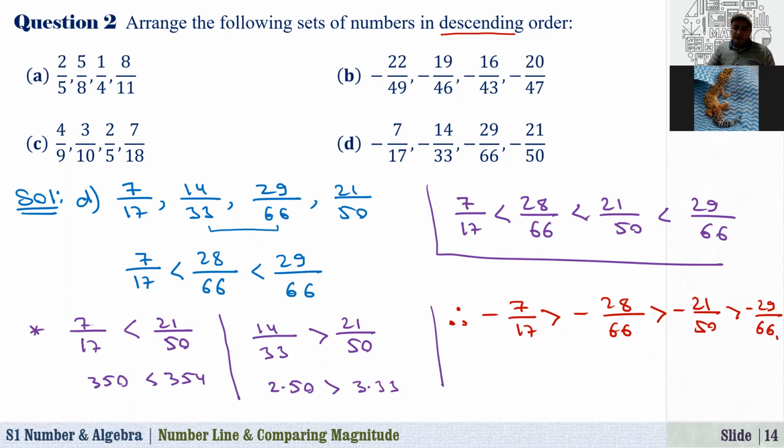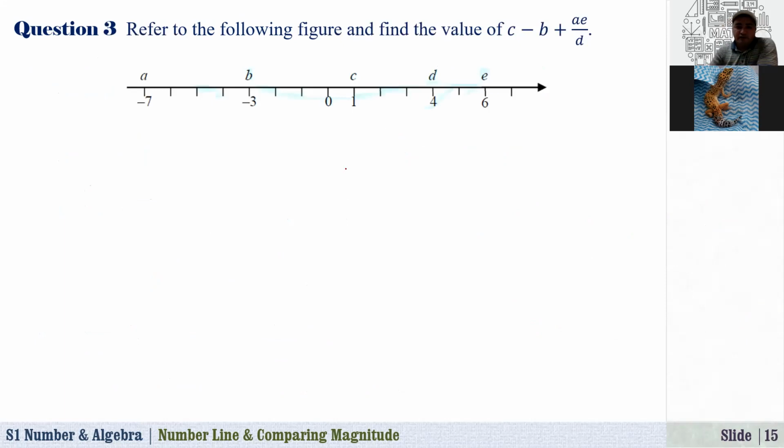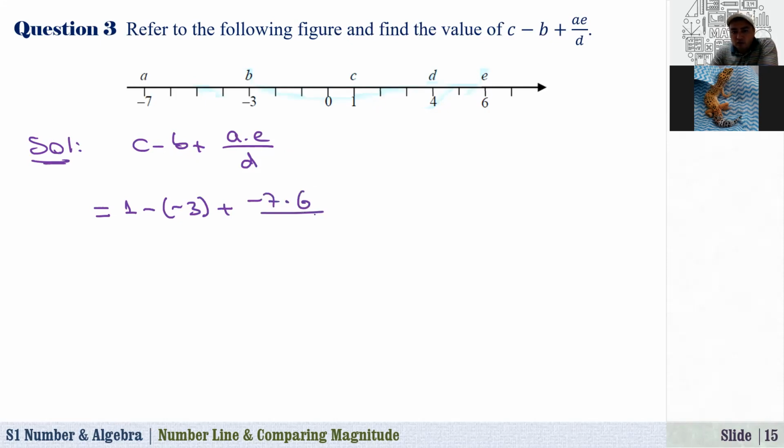Okay, let's solve one more question and then I will finish today's class. Refer to the following figure and find the value of c minus b plus a times e over d. So, solution: we have already done a similar question, right? So c minus b plus a times e over d equals, c is 1, so here we have 1 minus b, which is -3. So -3 plus a, -7 times e, that is 6 over d. What is d? It is 4.